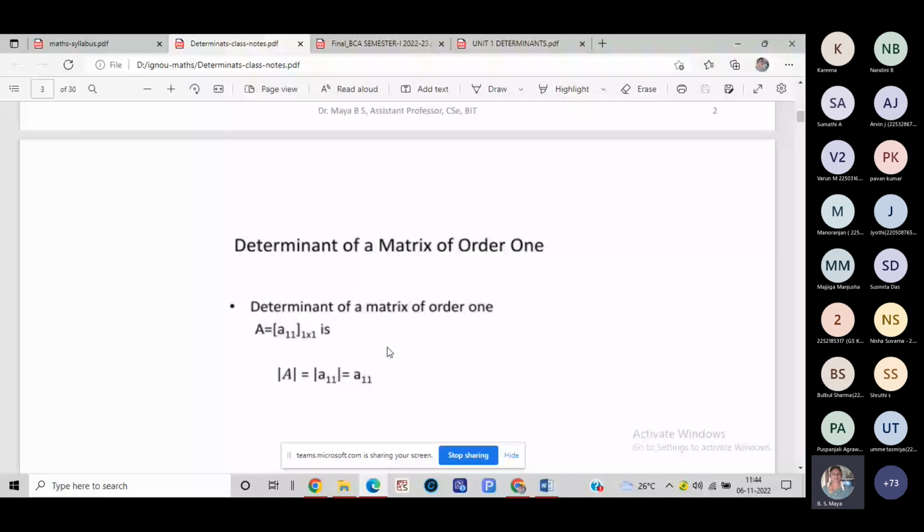What is the determinant? The determinant can be represented with two pipelines, with A inside. This is the representation of the determinant. To find the determinant, you should always write A is equal to the matrix. The matrix representation is written as a11. There is no addition and no multiplication because I have only one value, so it is represented as a11. Clear? Then what is the representation of order 2?